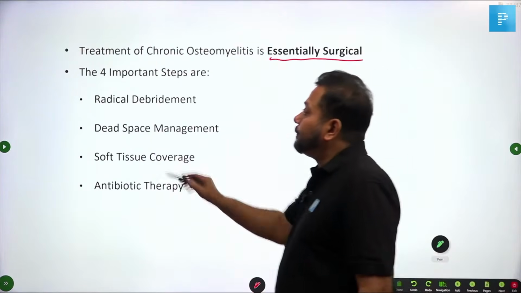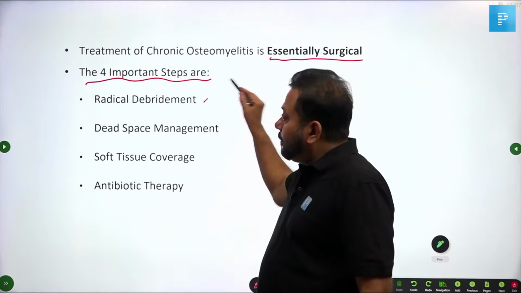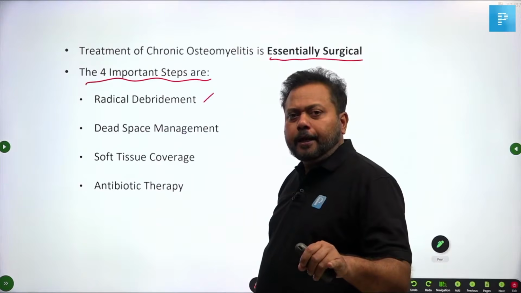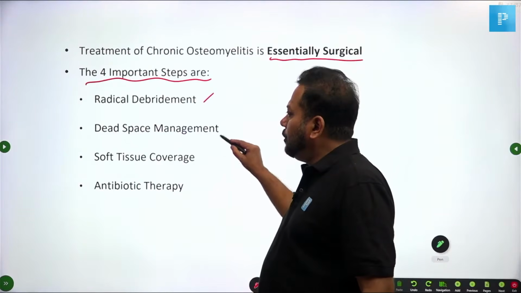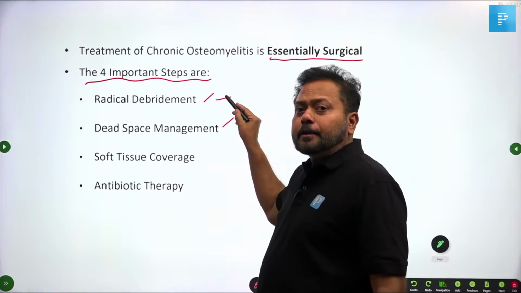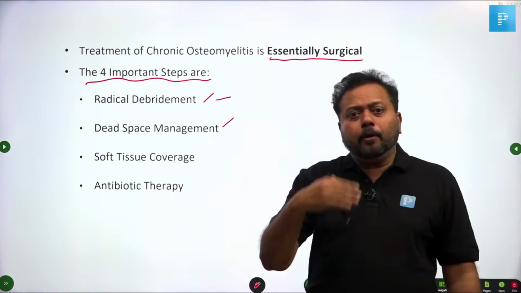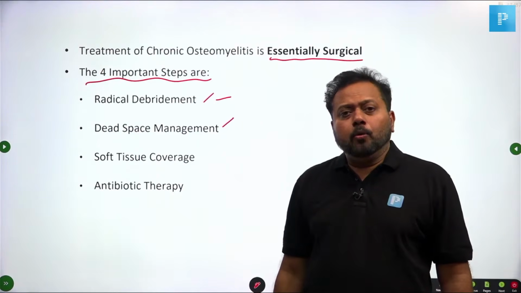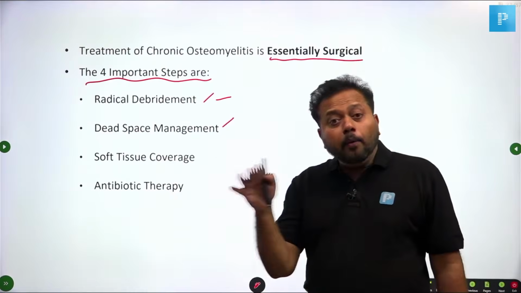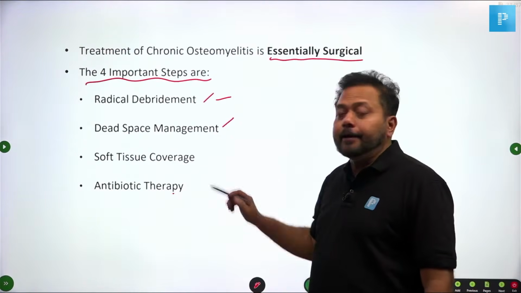The 4 important steps are, number 1, radical debridement. Radical debridement means this is called saucerization and sequestrectomy. Number 2, dead space management. You are excavating, you are removing the dead bone, so there will be a big cavity. That cavity should be managed. Then overlying soft tissue is very important. Soft tissue coverage. Overall, it should be maintained with antibiotics.